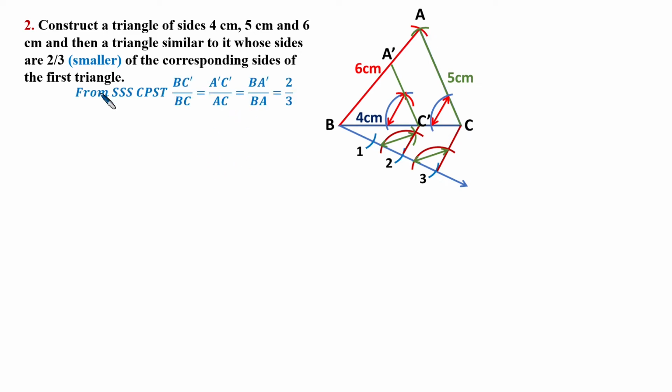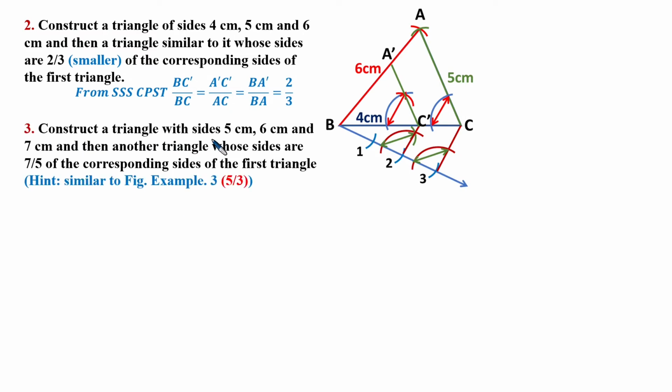So this is what I have written here, corresponding parts of a similar triangle. Just go through it. This is what I had said, that BC prime will be 2/3 of BC. Okay, this BC you get it here. A prime C prime will be 2/3 of AC. AC you bring it here. So each side is now 2/3 of the original triangle.